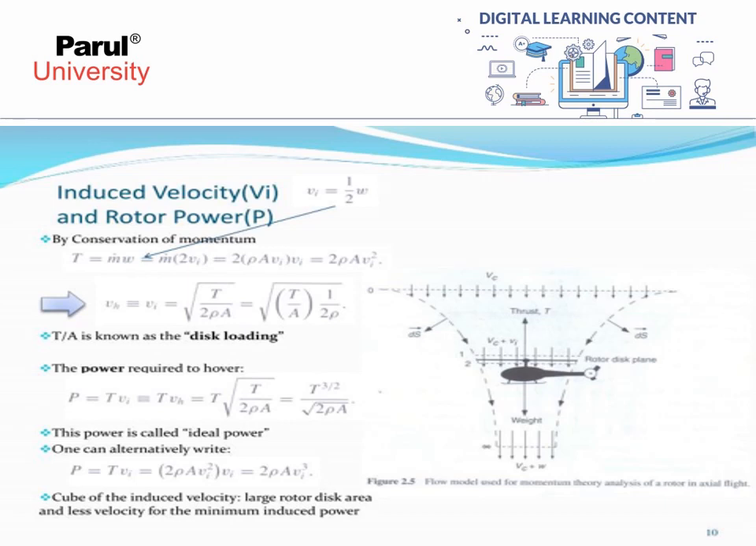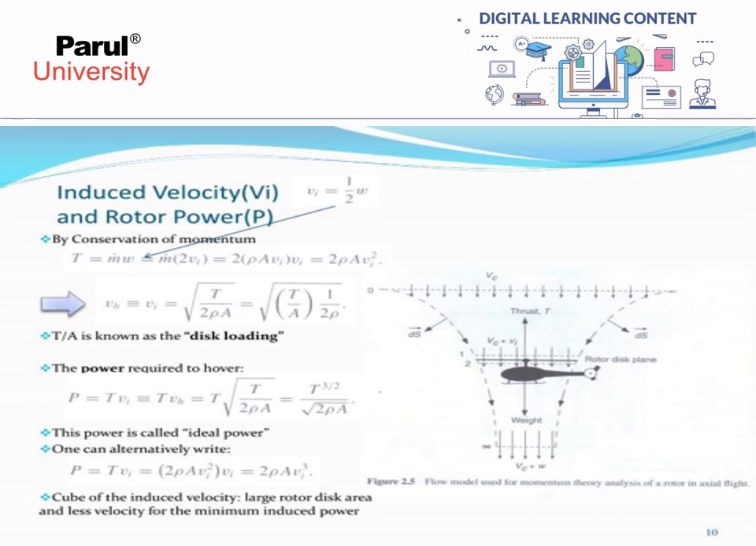The power required to hover is P is equal to T into Vi, we can say T into Vh is equal to T into square root of T by 2 rho A, or we can say T to the power 3 by 2 upon square root of 2 rho A. This power is called ideal power. One can alternately write P is equal to T into Vi, or 2 rho A Vi square into Vi, or we can say finally 2 rho A into Vi cube. The cube of induced velocity, the larger rotor disk area and less velocity for the minimum induced power.